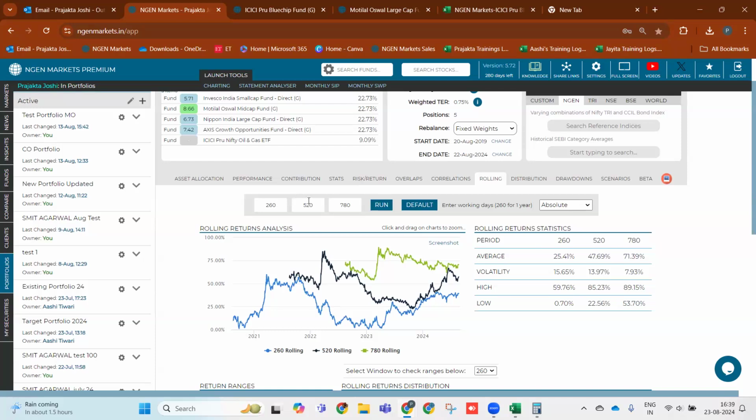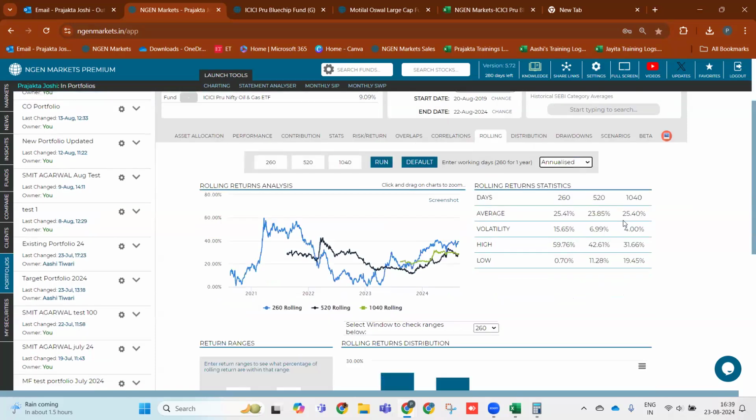So let's say that's 1 year, 260, 2 years, 520. And let's say you want to check it for a 4-year time period. So we'll simply edit the rolling window, and 4 years will be 260 multiplied by 4. That's 1040. So simply type 1040 here and you say run.